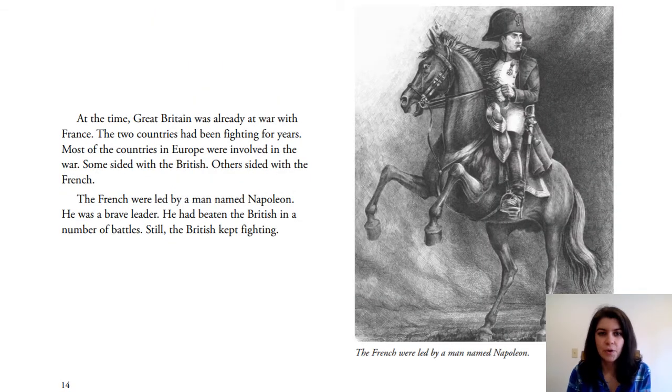All right, turn to page 14. And let's read to find out what 2 countries in Europe were at war. At the time, Great Britain was already at war with France. The 2 countries had been fighting for years. Most of the countries in Europe were involved in the war. Some sided with the British, others sided with the French. So which 2 countries in Europe were at war? That's right, Great Britain and France were at war.